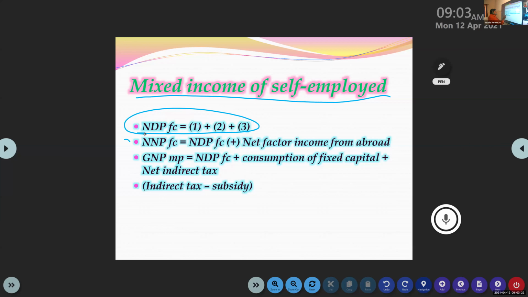What do we mean by this net indirect tax? That is indirect tax minus the subsidy. Clear? Indirect tax minus subsidy. You already wrote that. Okay. Please check that one more time. Again, no need to write. If any equation is repeating, no need to write then. Okay. So that's what: the mixed income of the self-employed also comes under the income method. Income method. Clear?